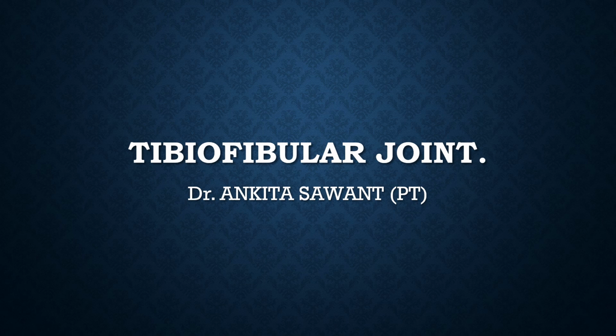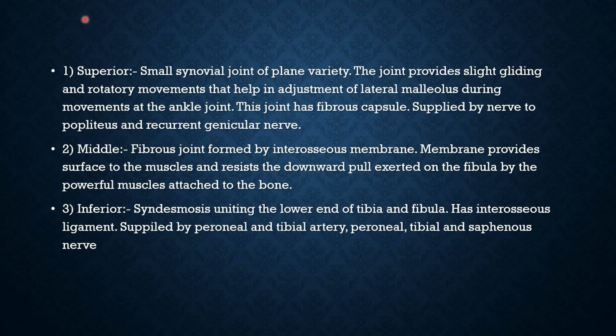Welcome back to my channel, and today we are back with the topic of tibiofibular joint. It has three parts: superior, middle, and the inferior tibiofibular joint. So first we'll see the tibia and fibula articulate at three joints: the superior, middle, and the inferior tibiofibular joint. So first we'll see the superior part.